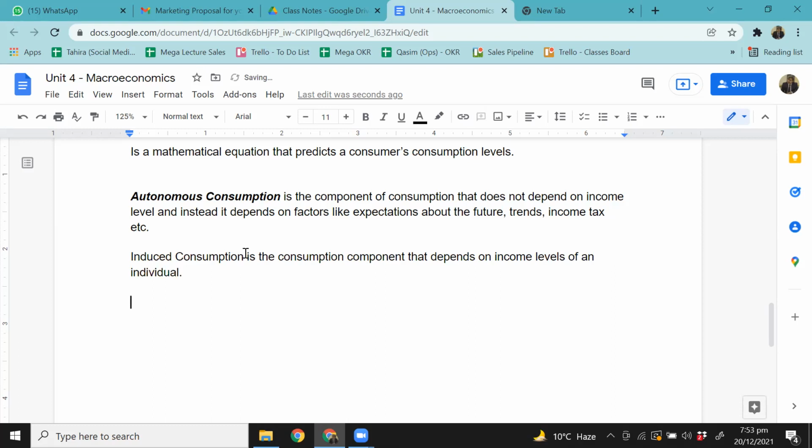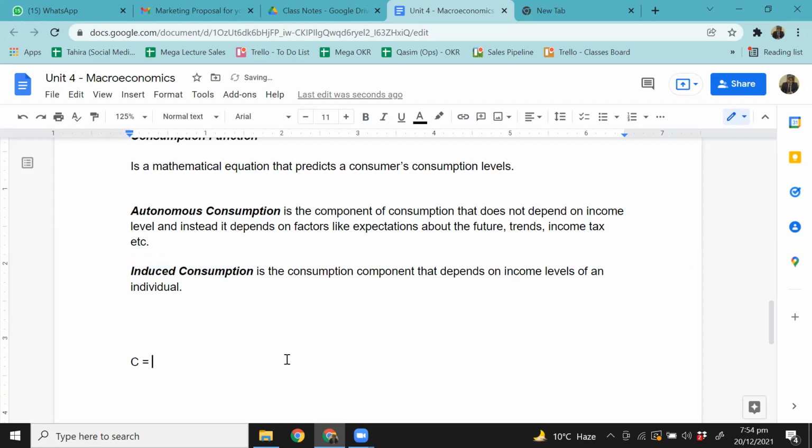Now you'll see in a bit why it was important to differentiate between autonomous and induced consumption, right? But before that, remember, what is the consumption function? Now this is the consumption function, which I wrote over here. So what does it say? C is the total consumption. So total consumption is equal to C naught, which is autonomous consumption, plus C1. What is C1? I'll tell you in a bit. C1 multiplied, so this dot over here that I've written means multiply.